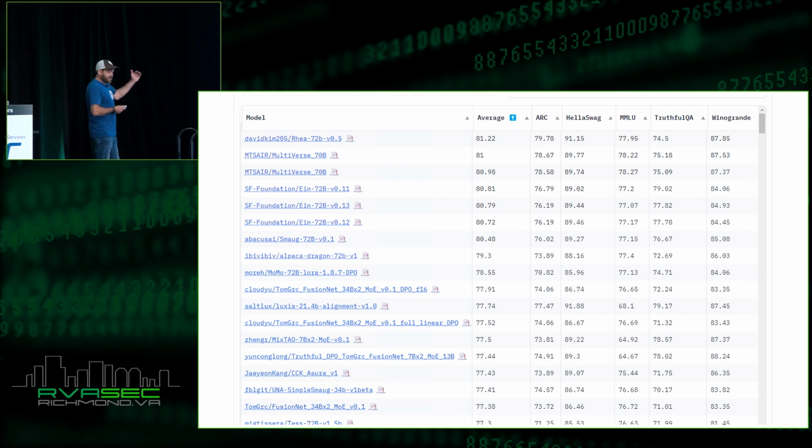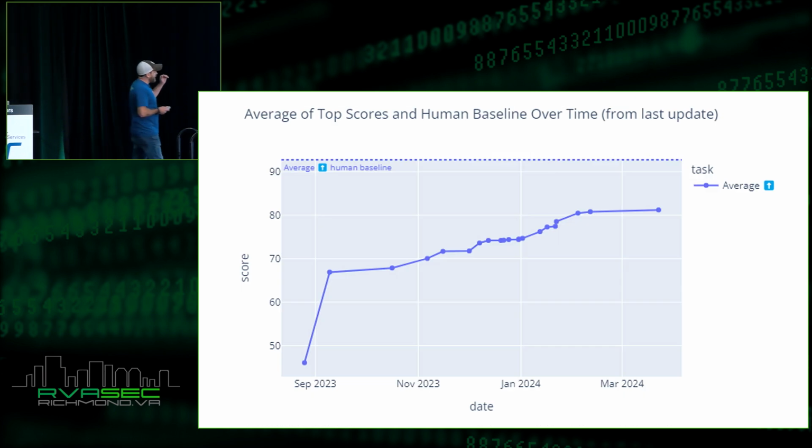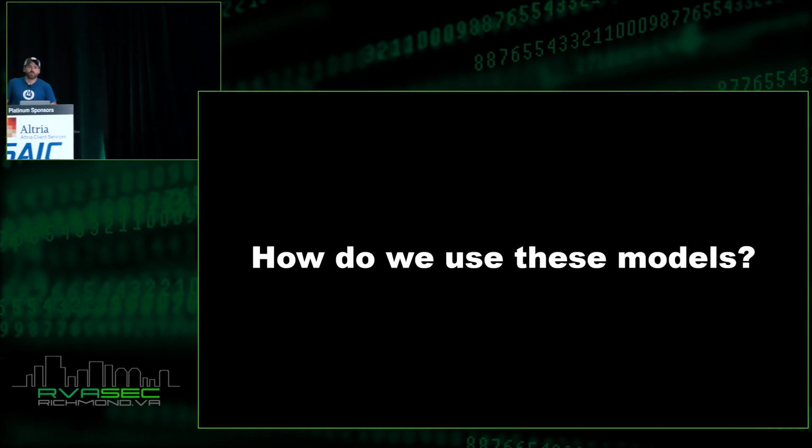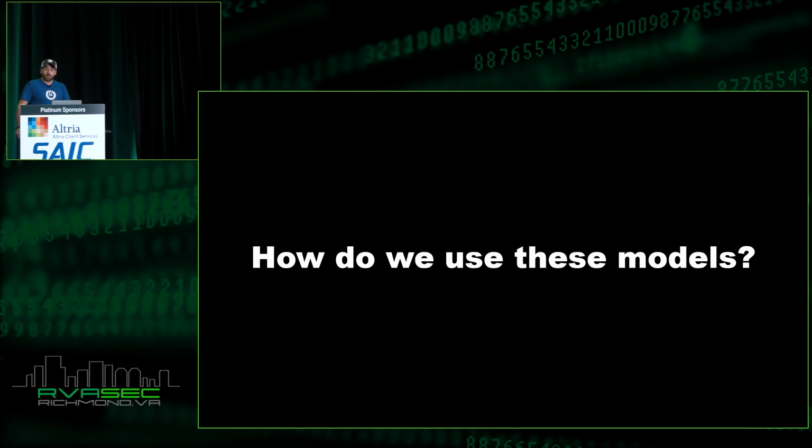But yeah, they've got a leaderboard here, and they track that with, okay, well, who's doing the best job, and how does it compare to the average human baseline, which is that dotted line right up top. And we are creeping up there slowly but surely. But how do we use these models? I'm glad I asked. So I'll give you an example.